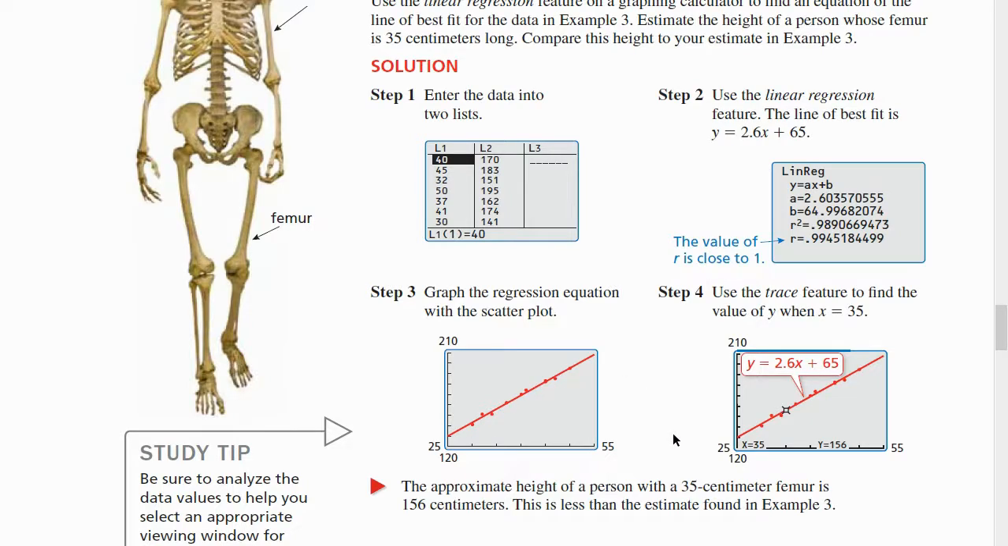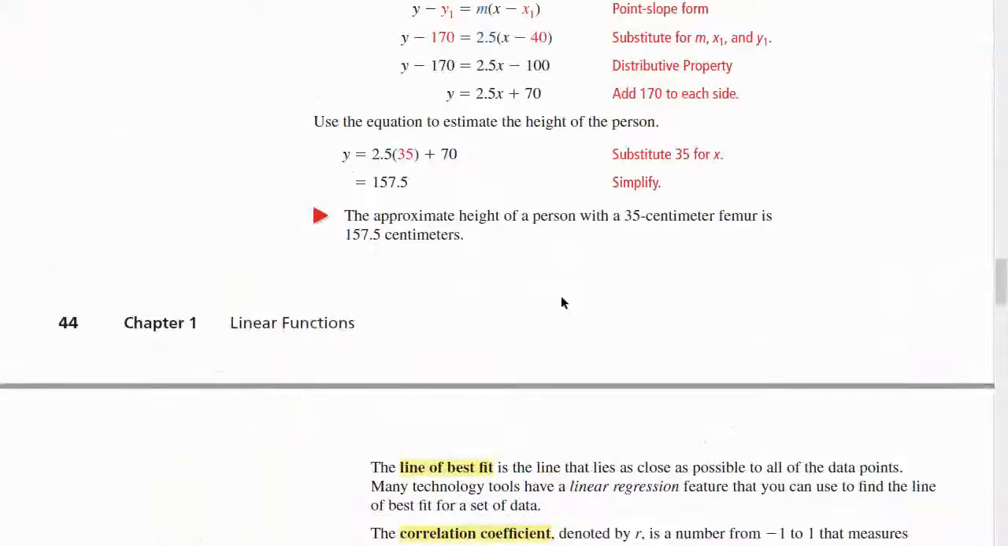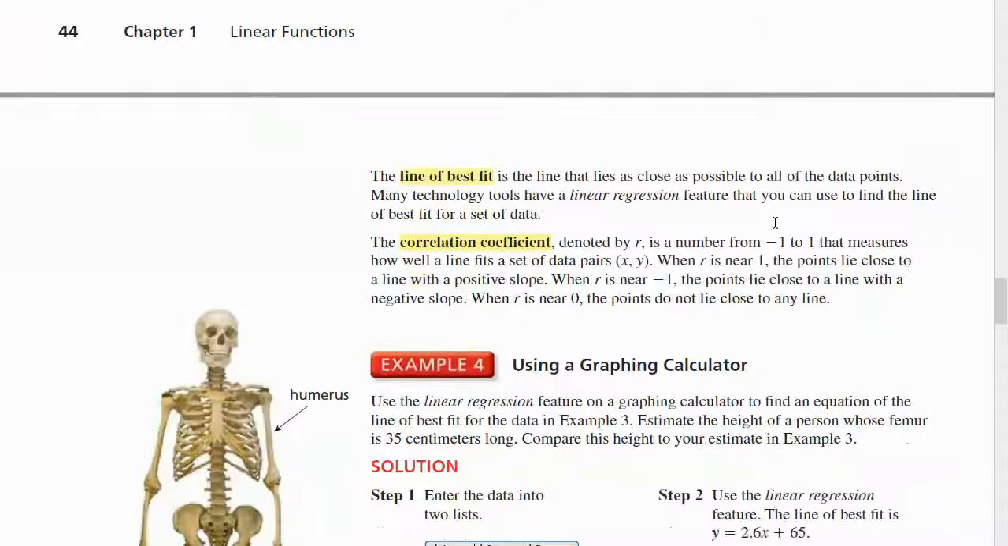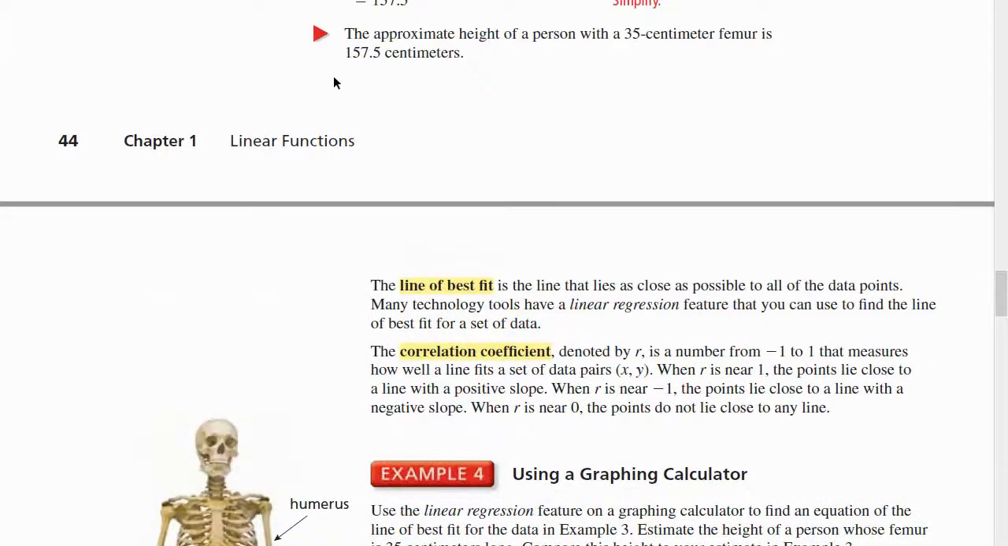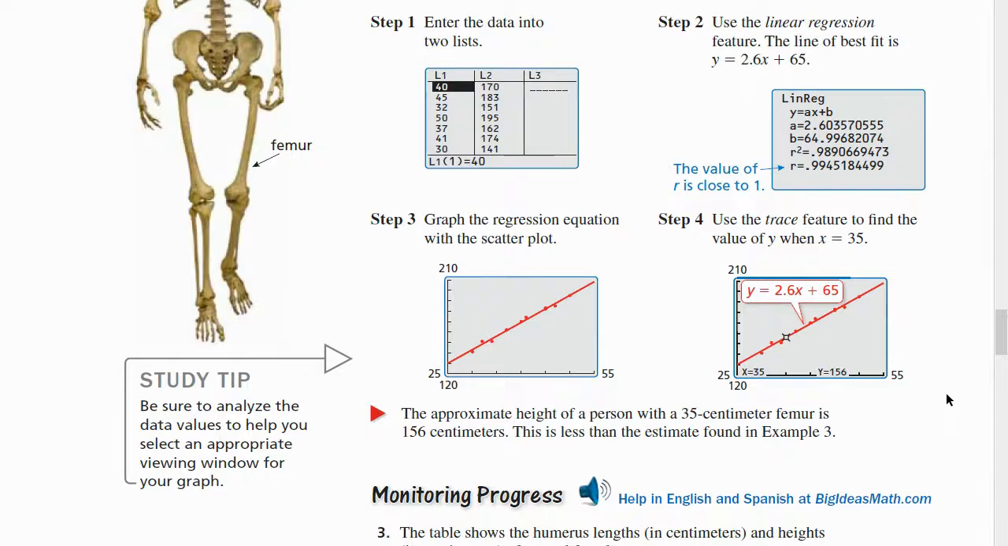Now we can get our second answer. Estimate the height of a person whose femur is 35 centimeters long. Well, take our new equation and plug in a 35, and you get 156 centimeters. Now, how does that compare to doing it by hand? Well, we got 156 in the calculator, and we got 157.5 by hand. So that's the deal. Anytime you're doing this by hand, everybody might get a little bit different answer. But if you're doing it in the calculator and you do it right, everybody should get the same answer.